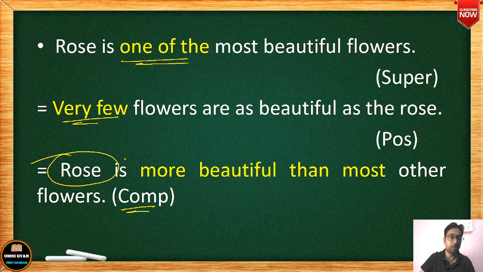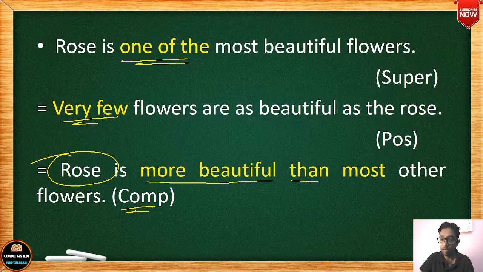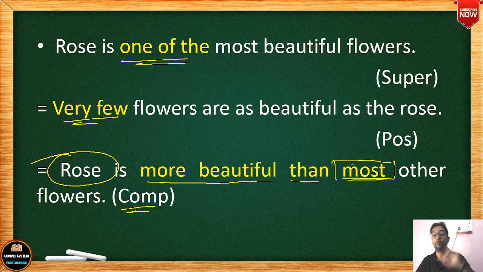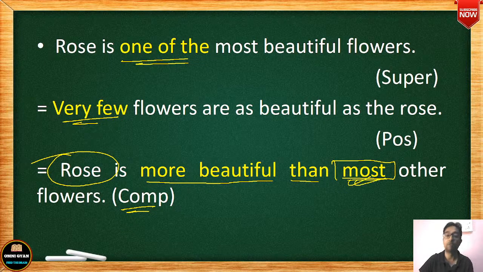You use that subject here, okay? Rose is... now what is the pattern? Degree, more beautiful, plus than, most. You have to use most, not all other flowers. Don't use all other flowers. It will again mean that there's no other flower which is as beautiful as rose. No, the sentence is not that. The sentence says that rose is one of the... it is not the most beautiful. So rose is more beautiful than, you use the word most other flowers.